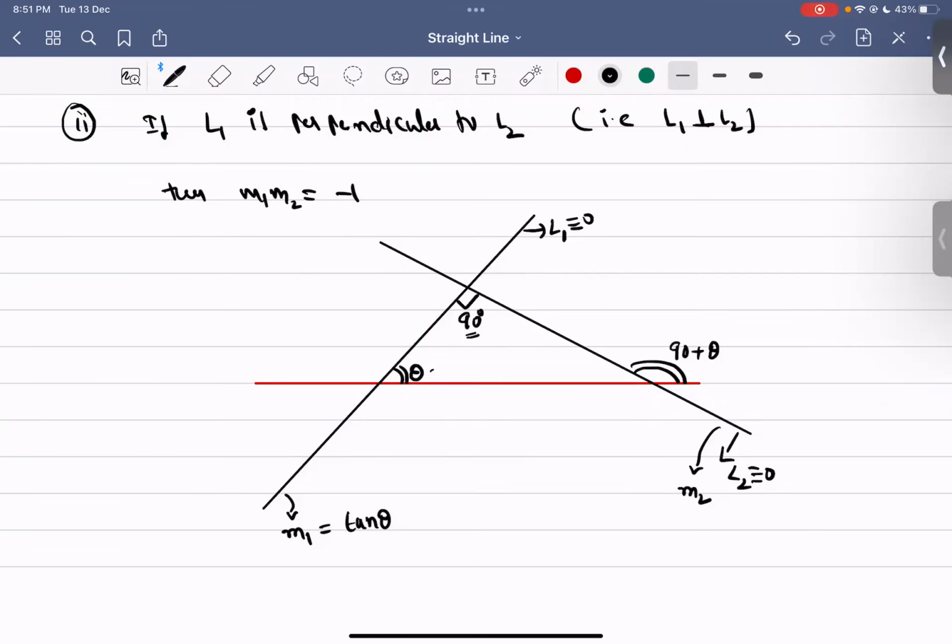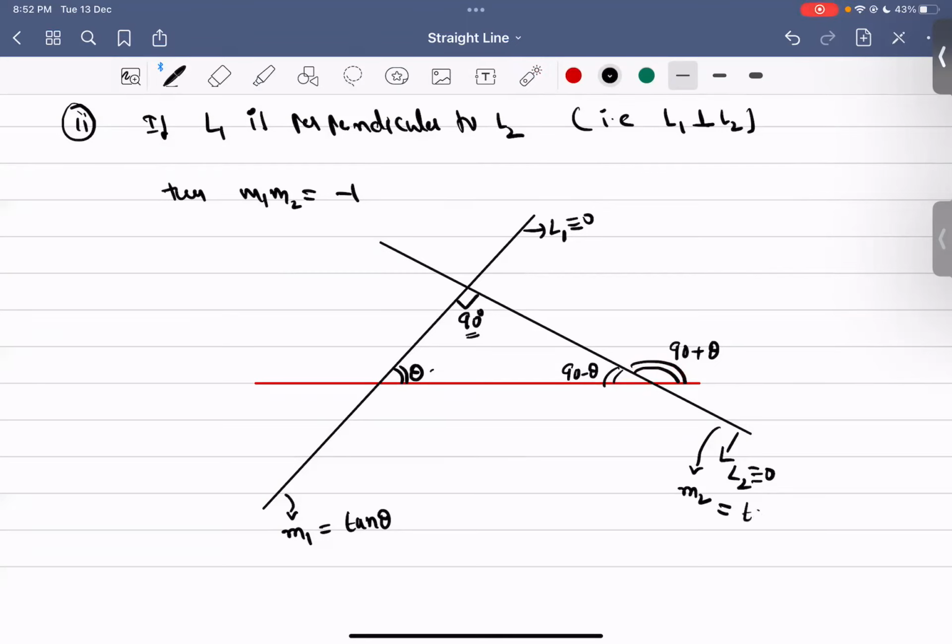In a triangle, the sum of the angles is 180 degrees. Yes or no? Therefore, this is 90 plus theta. So the remaining angle is 90 minus theta. Yes or no? If this is 90 minus theta, then this would be 90 plus theta, because on a straight line the angle is 180 degrees or pi radians. Therefore, the angle made by the line L2 with the positive direction of the x-axis is 90 plus theta.